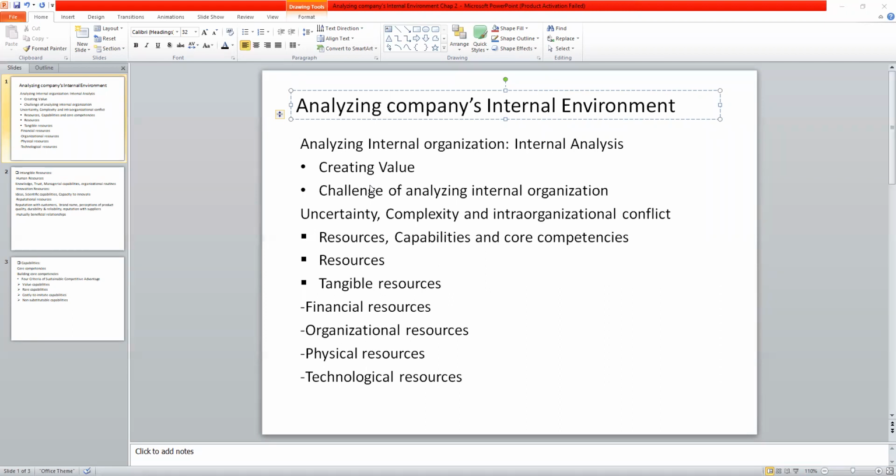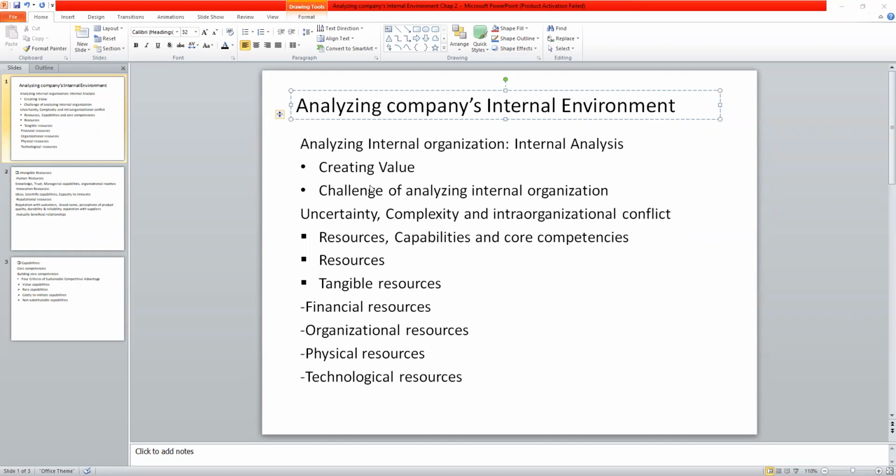Now, when we consider the tangible resources, there are four types of tangible resources. The first and foremost is the financial resources. Every company has its own balance sheet, where anyone can analyze the financial statements of the company and understand where the company stands, what is the financial position of the company.